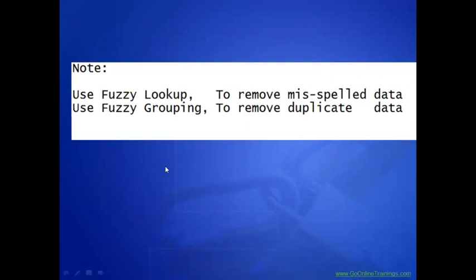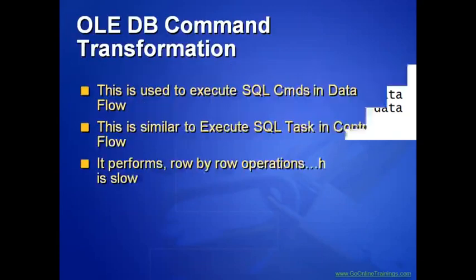So don't worry about it. Lookup is going to get a 100% exact match, but fuzzy means not 100% matching. It is a close match. Fuzzy lookup is to remove the misspelled data, to work with misspelled data. Fuzzy grouping is to remove the duplicated data.